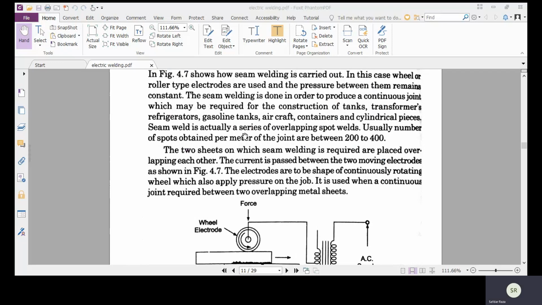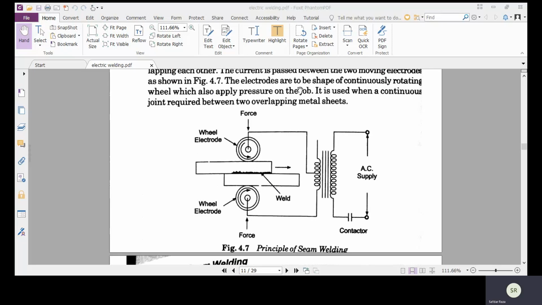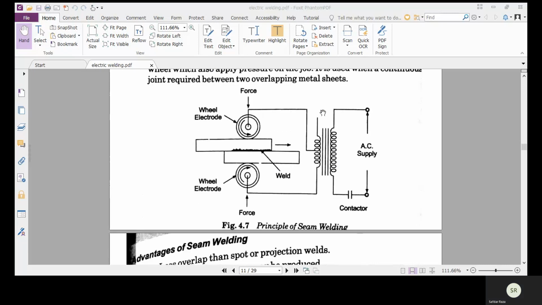A seam weld is actually a series of overlapping spot welds. Usually the number of spots obtained per meter of the joint is between 200 and 400. The two sheets on which a seam weld is required are placed overlapping each other. The current is passed between the two moving electrodes as shown in figure 4.7. The electrodes are in the shape of continuously rotating wheels which also apply pressure on the job. It is used when a continuous joint is required between two overlapping metal sheets.